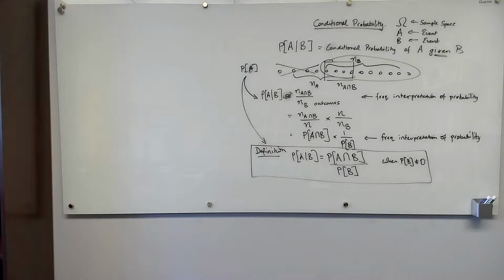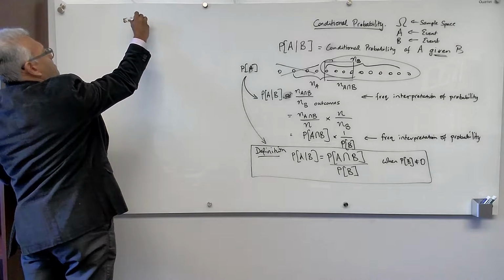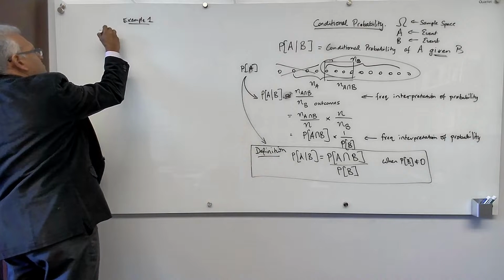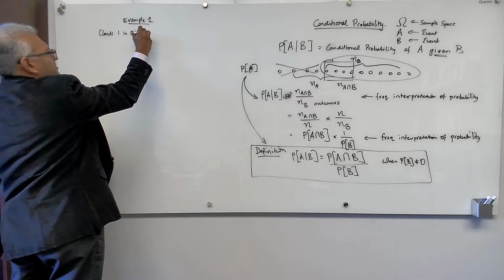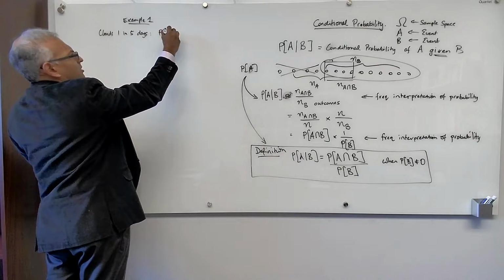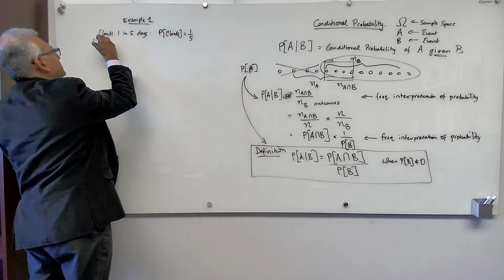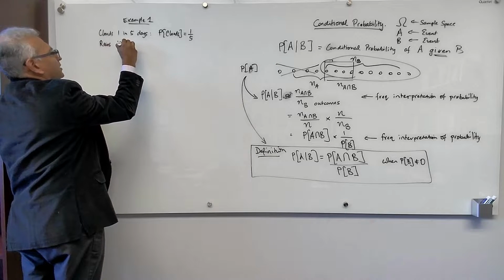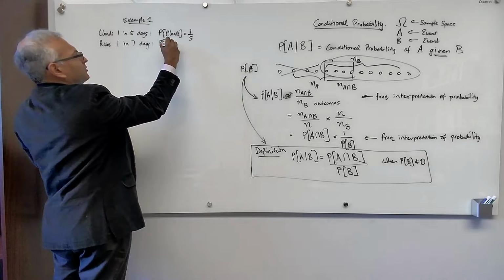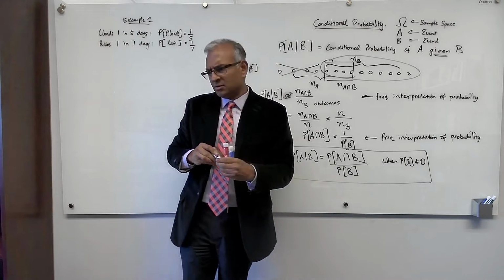Examples. Example 1. It's cloudy 1 in 5 days. So clouds 1 in 5 days. Okay, so what that means is if you picked a random day, the chances of clouds are 1 in 5. Okay. It rains 1 in 7 days. So if you picked a random day, the probability of rain is 1 over 7. This is approximately correct for the Northeast.